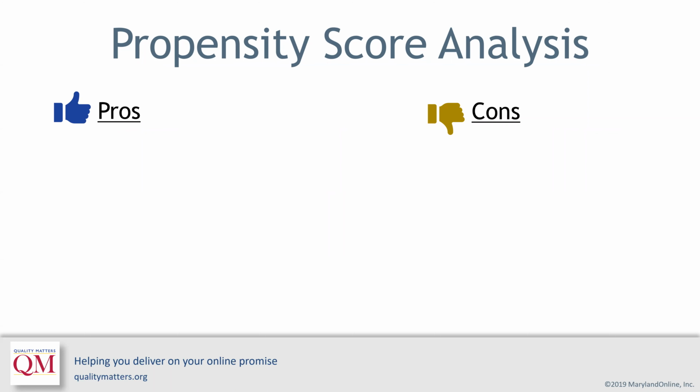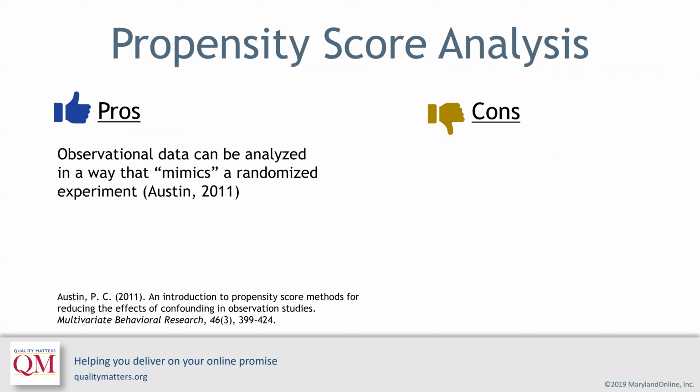In terms of pros and cons, with the propensity scoring approach, observational data can be analyzed in a way that mimics a randomized experiment. The word mimics, I'm borrowing from this Peter Austin article, which is cited at the bottom here. I could not think of a better way to describe this. If you're interested in learning more about propensity scoring, this is an article that I would definitely recommend. It takes a very applied approach and goes into great detail without getting too technical. There's a few equations in it, but for the most part, it's about the concepts and less about the math.